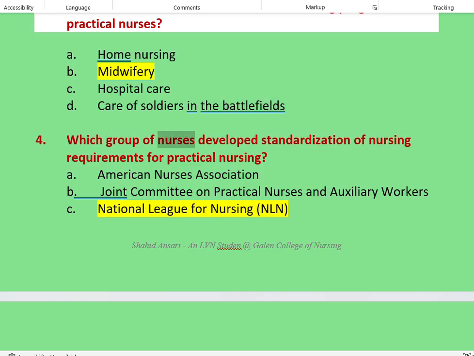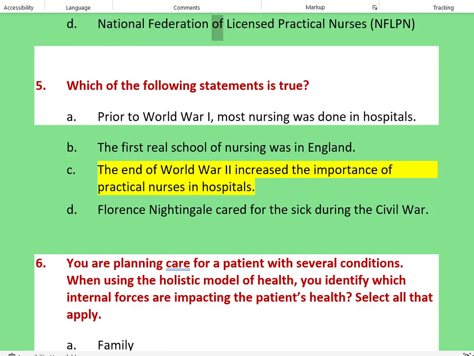4. Which group of nurses developed standardization of nursing requirements for practical nursing? A. American Nurses Association. B. Joint Committee on Practical Nurses and Auxiliary Workers. C. National League for Nursing, NLN. D. National Federation of Licensed Practical Nurses, NFLPN.